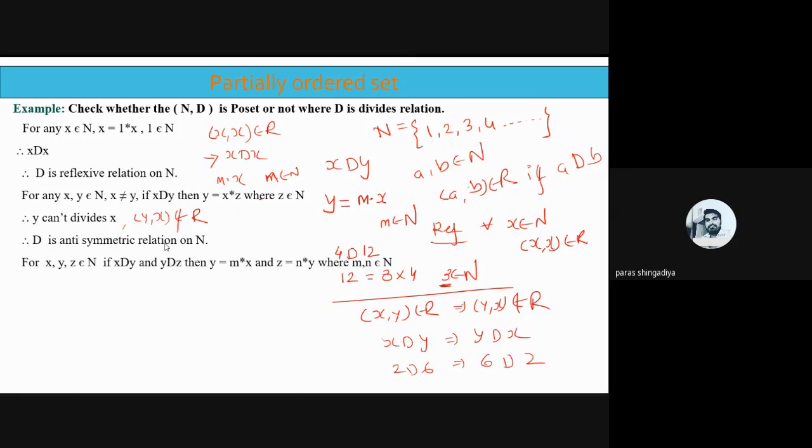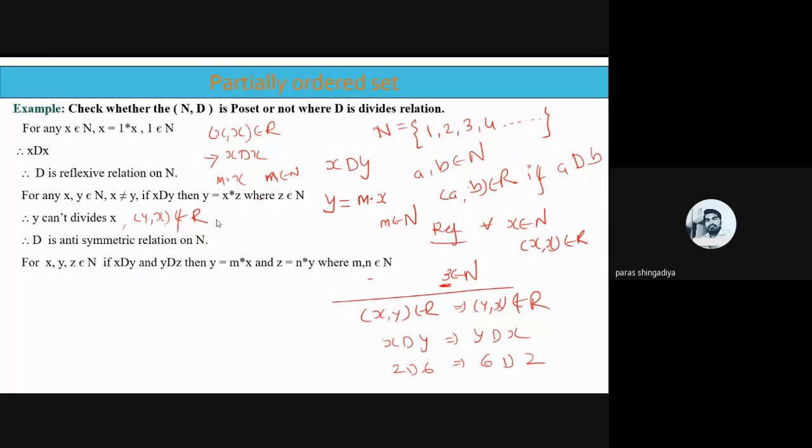And then after that, the third one, the transitive condition. So what is the transitive condition? If (x, y) belongs to R and (y, z) belongs to R, then we will check whether (x, z) belongs to R or not. So (x, y) belongs to R means x divides y, (y, z) belongs to R means y divides z. Then we'll check whether x divides z or not. We can consider any counter example for that, and we can easily say that it is always true. But let us prove by using the formula whether it is true or not.